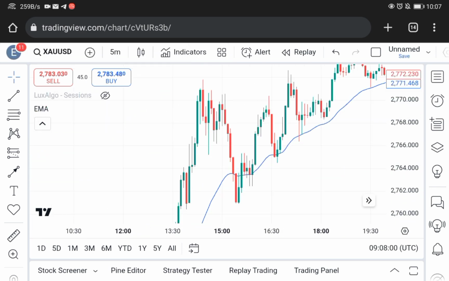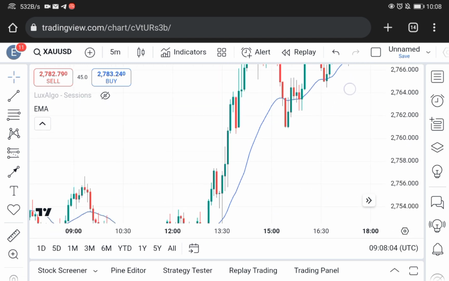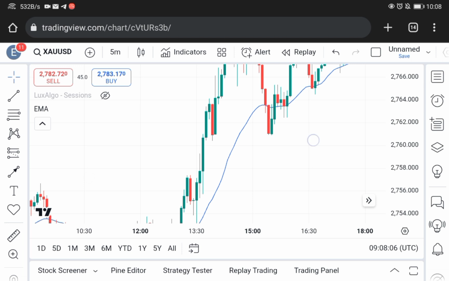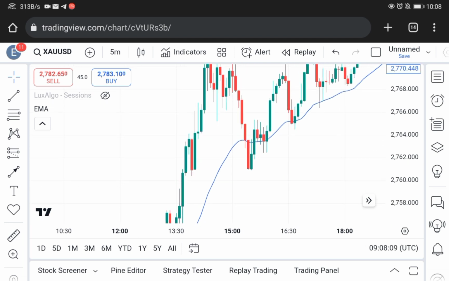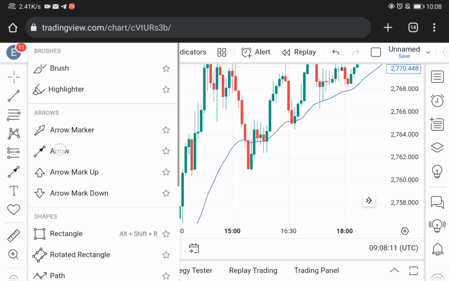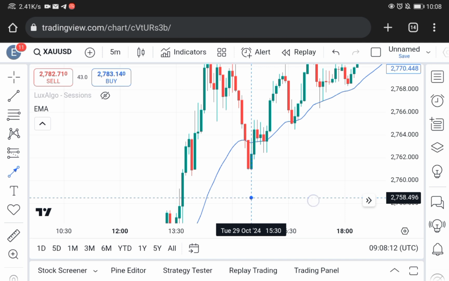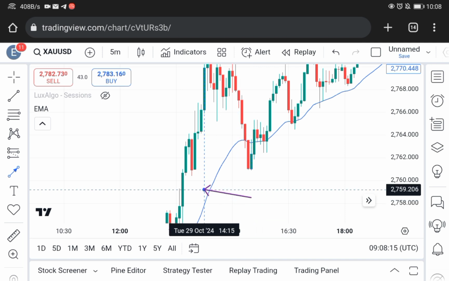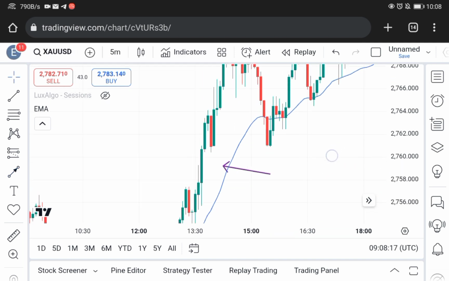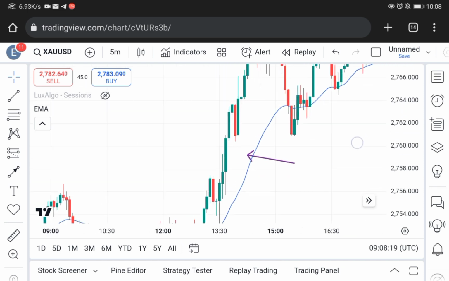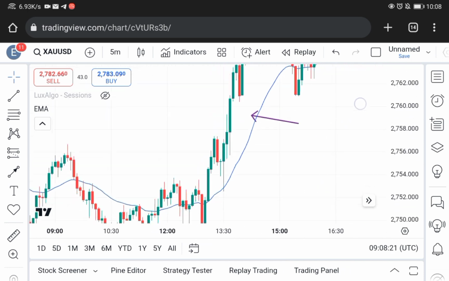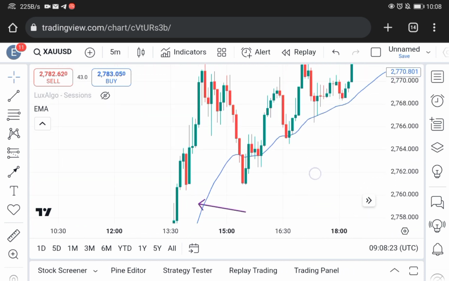Let's go to the chart. So right here, I'm using gold charts. You can see how separated they are on this 30 EMA. This is the 30 EMA. It's very, very bullish. It's separated from the 30 EMA, showing you that this market is very bullish.